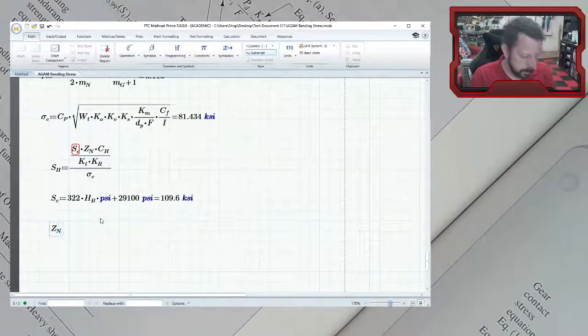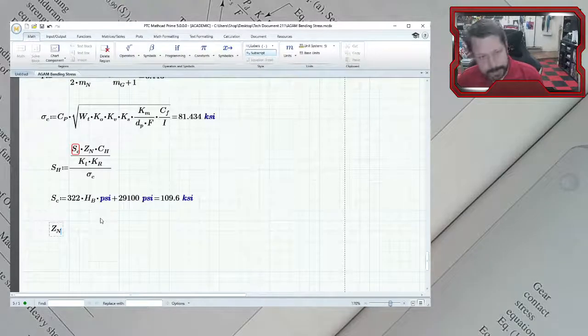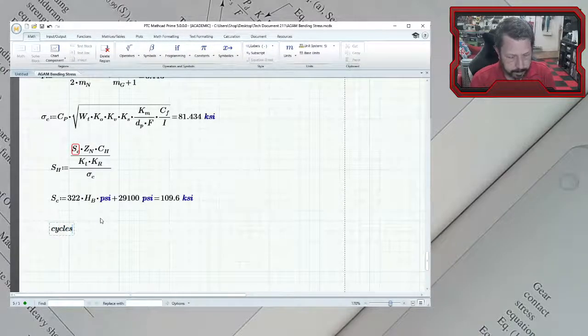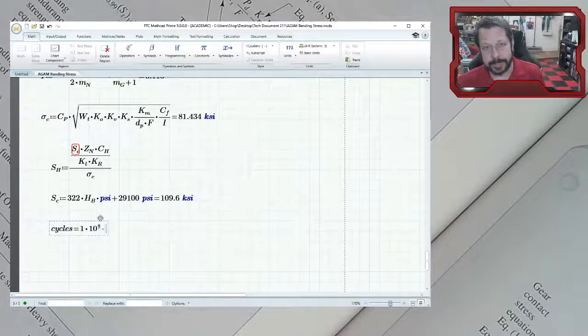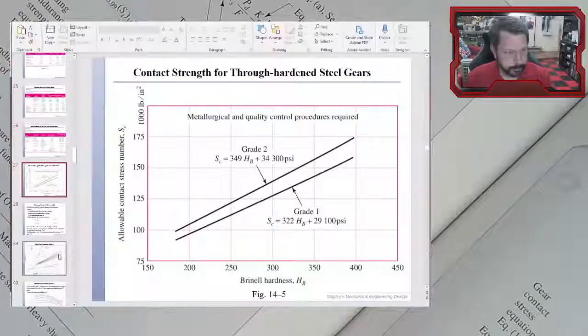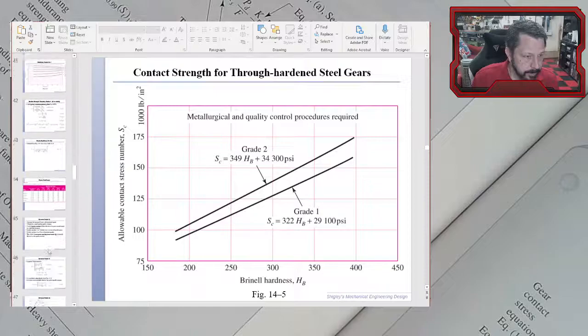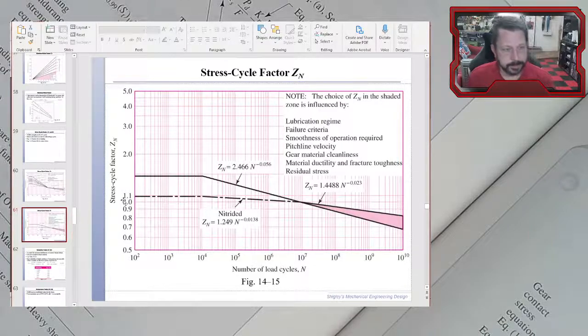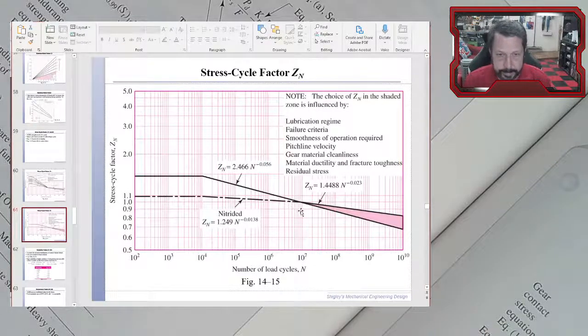ZN is based on the number of cycles. Remember, AGMA bases all of these things on 10 to the 7th cycles, but we said 10 to the 8th cycles was the amount of cycles that we intended this thing to operate. So there's a chart also, probably can find it over here. Let's see, this is it, stress cycle factor, ZN. So 10 to the 8th is over here. We could try reading off the graph, it's going to be somewhere around 0.87 or something like that.